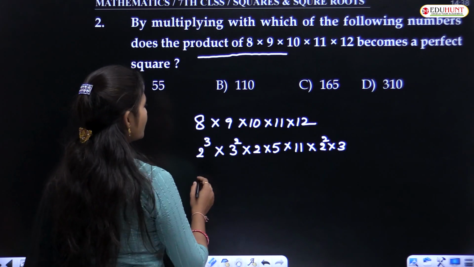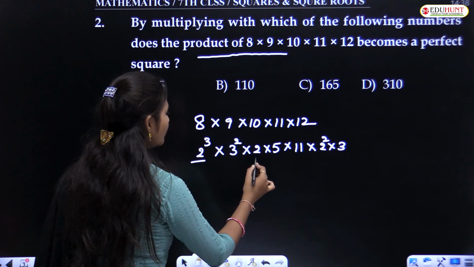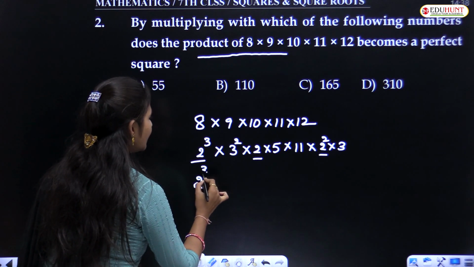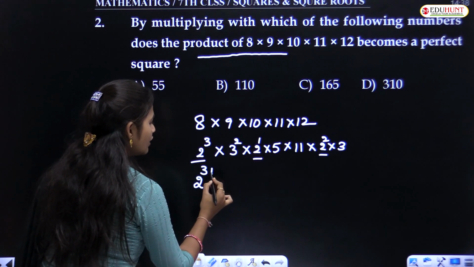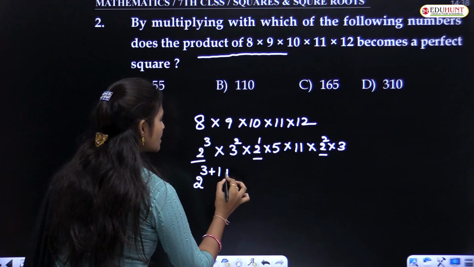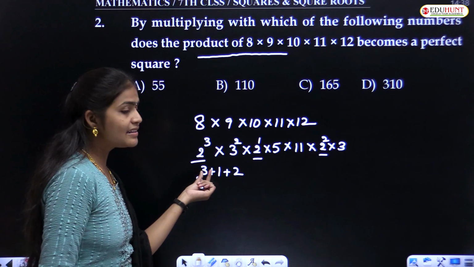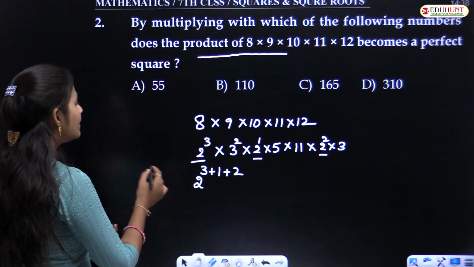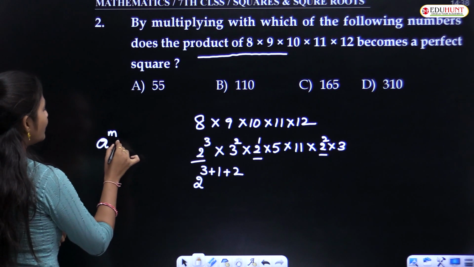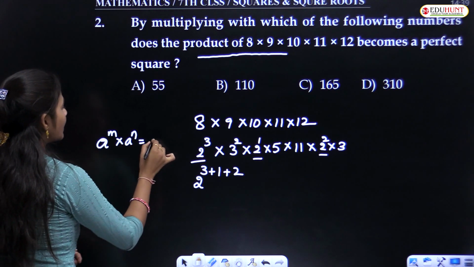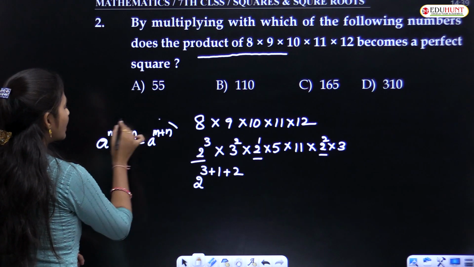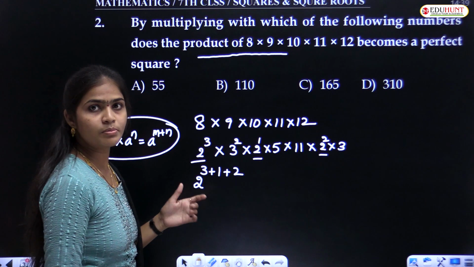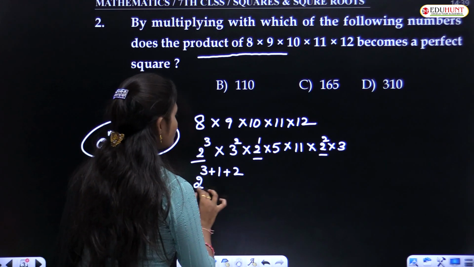Okay, so next, now see that here 2 cube, 2 square. How can we write this? 2 power 3, and here nothing is there, means 1, so plus 1, and here 2 times, so plus 2. Why I added all these powers, we will learn in the exponents concept, that a power m into a power n is equal to a power m plus n. We will read about this in exponents and powers, in that concept we will learn this later. Okay, so 2 is completed.